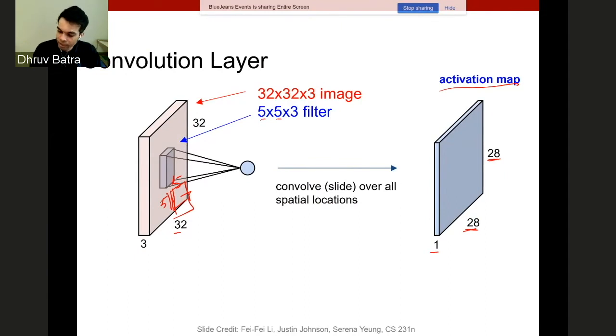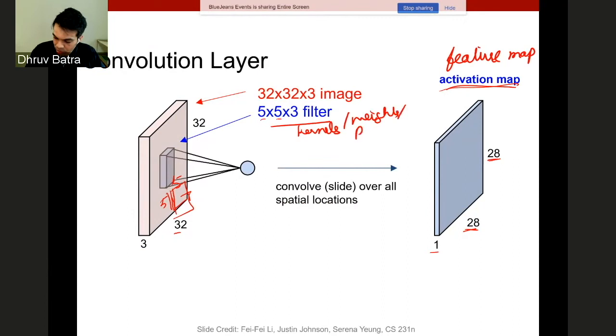Okay. So these things are called activation maps. They're sometimes called feature maps. These things are called filters or kernels, weights, parameters. This is everything that we are learning. This 5 by 5 by 3 filter, and this is what we will be producing and visualizing.